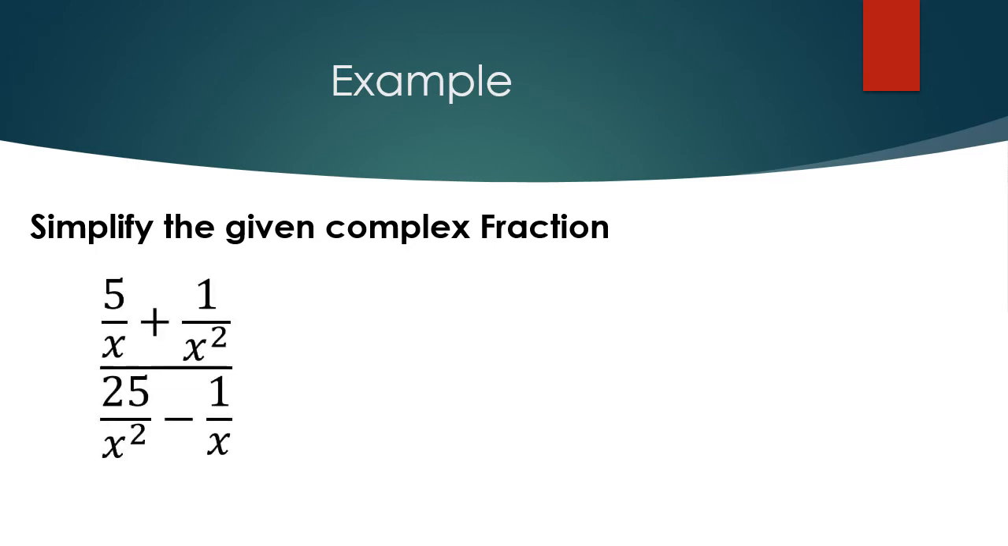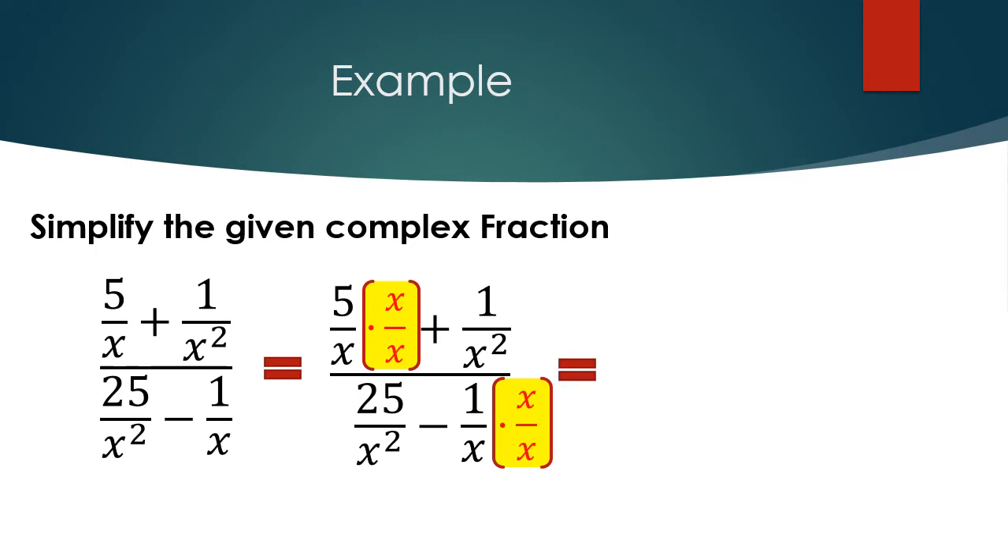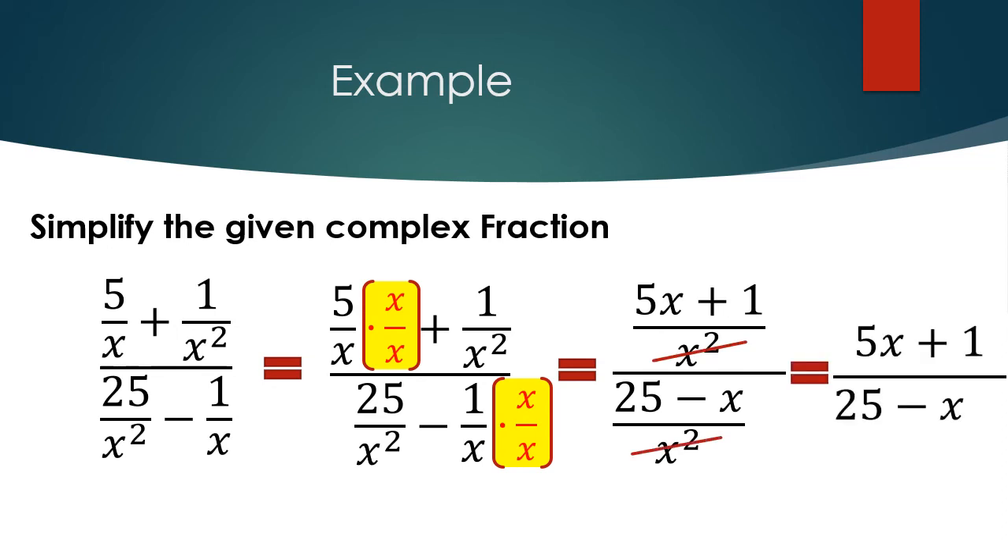Another example, and we need to simplify the given complex fraction. So I notice my least common denominator is x squared. So we're going to change every term into a denominator of x squared. So we're going to end up with 5x plus 1 over x squared over 25 minus x over x squared. The x squared can be simplified. Therefore, the final answer is 5x plus 1 over 25 minus x.